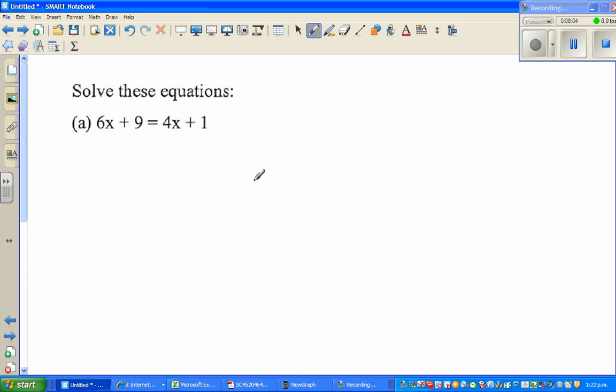In the same way, if you take away something from one side, you have to do the same thing on the other side. Okay, so I'm going to do it in two different, interesting ways. One is, 6x I can write as 4x plus 2x. And this 9, let me write only one step. Okay, sorry. 4x plus 2x plus 9 is equal to 2x plus 2x plus 1.